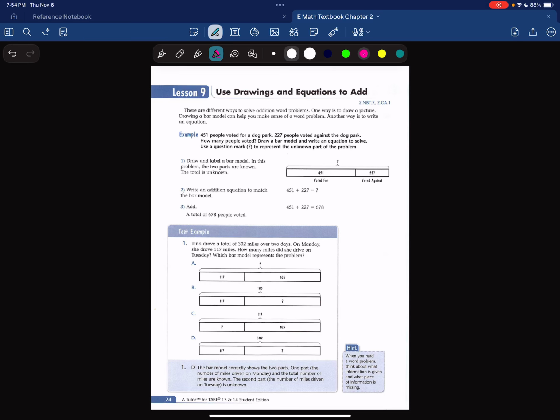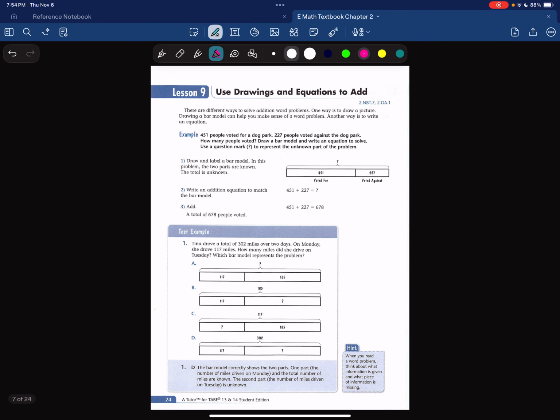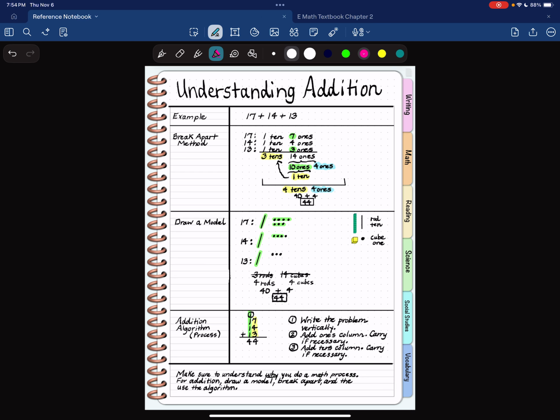In this video, we are setting up the notes for page 24. This is talking about using drawings and equations to add. I'm just going to take a quick look here and see exactly what they're wanting me to do. Okay, I see. Rather than do two separate videos, I'm just going to add the notes as we go. If you open your reference notebook, the last page we did was this set of notes where we talked about ways to do addition.